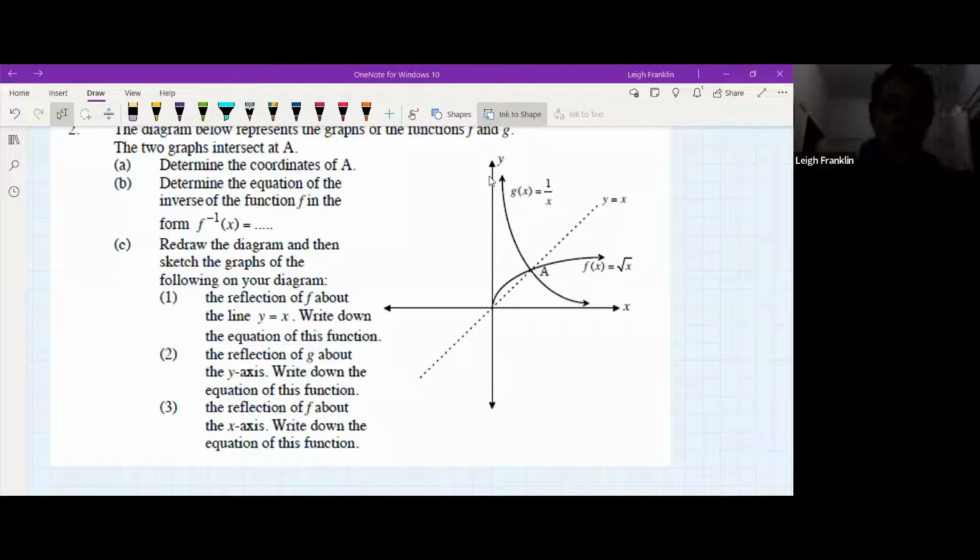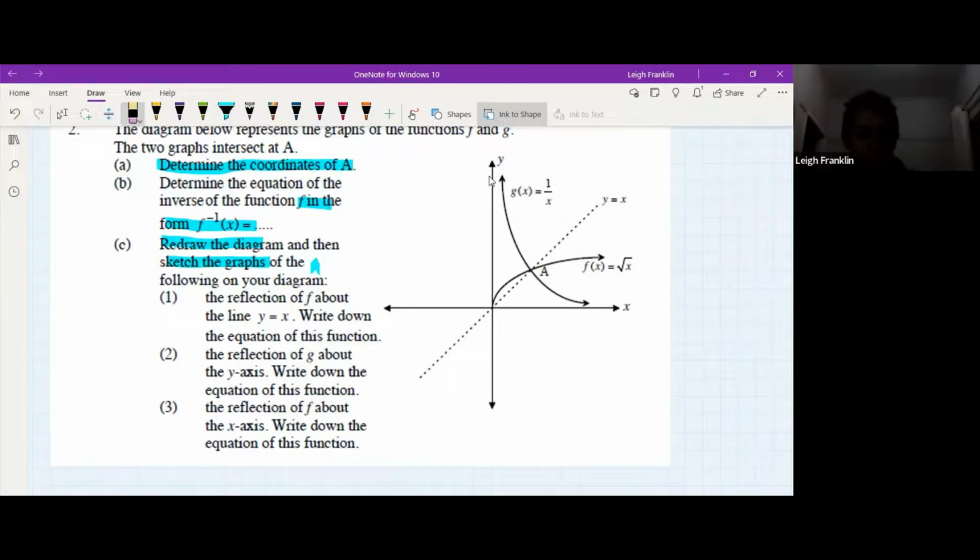So they intersect at A. The questions that they want us to answer: they first want us to determine the coordinates of A. Then they want us to determine the equation of the inverse of the function f in the form f minus 1 of x equals. They then want you to redraw the diagram and sketch the graphs of the following on your diagram. The word inverses got left out, beg your pardon.